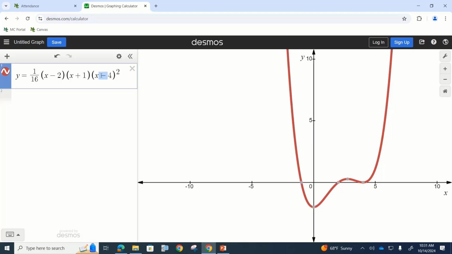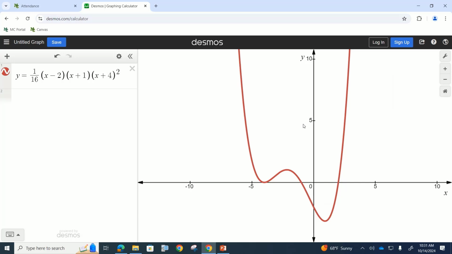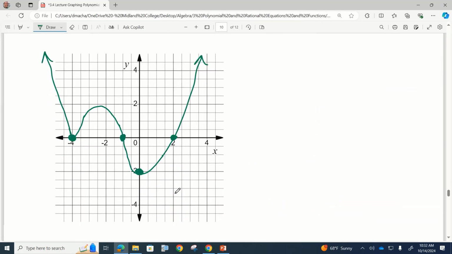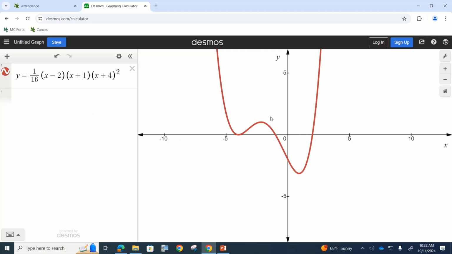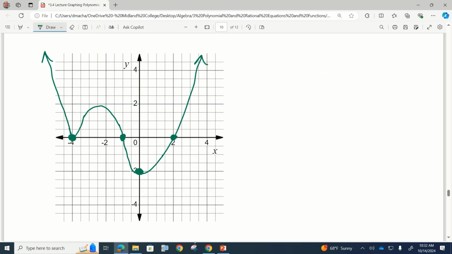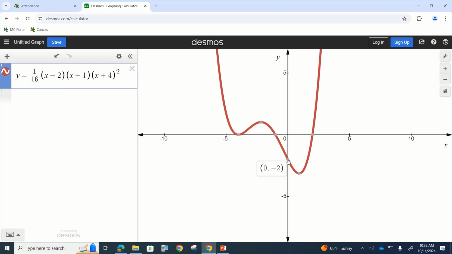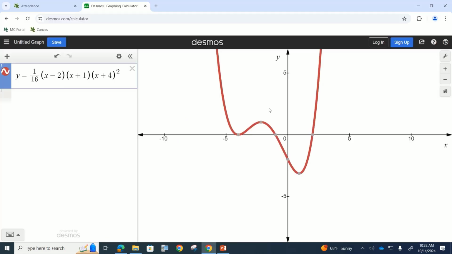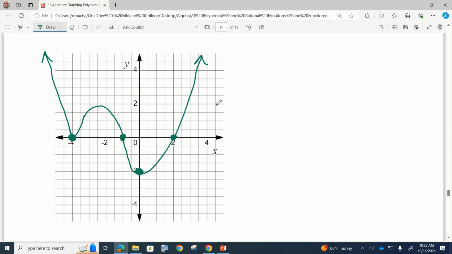I think it was x plus 4. Yeah. And then you look at your Desmos graph, and you think, well, did I get the right end behavior? Up on the left, up on the right, yeah. Did I get the right roots? -4, 1, -1, 2, yeah. Did I get the right y-intercept at -2? Yeah. Did I get the bounce, cross, cross? Bounce, cross, cross? And it's good enough. It doesn't look exactly the same, but, like I said, that's all we want to know.